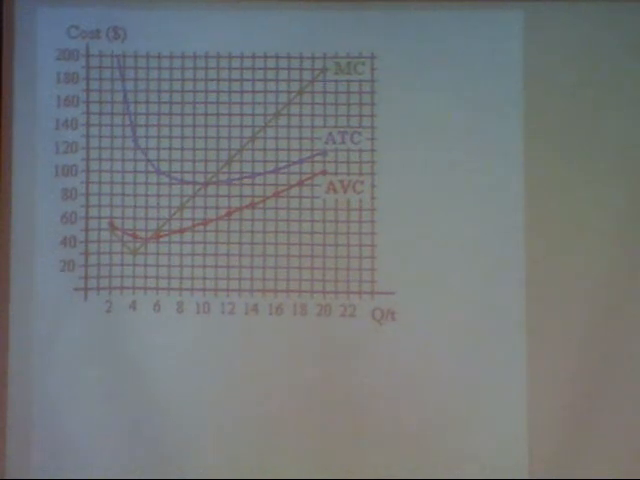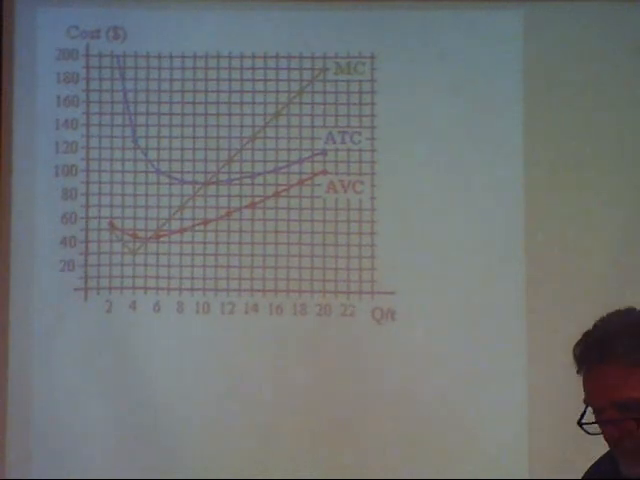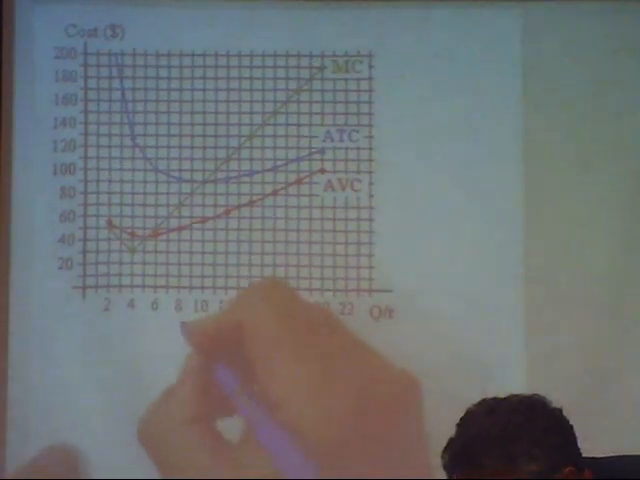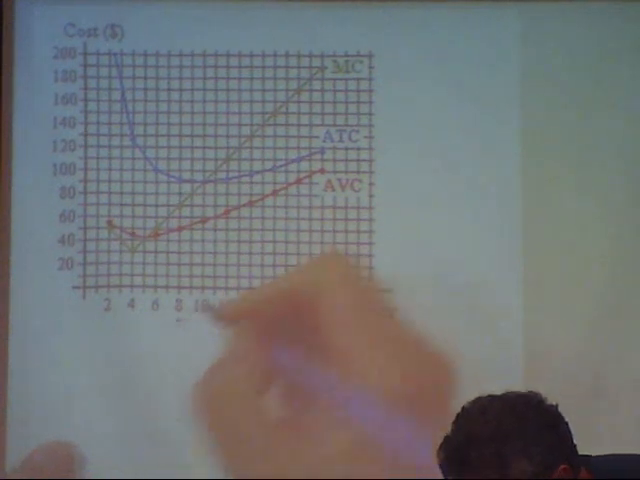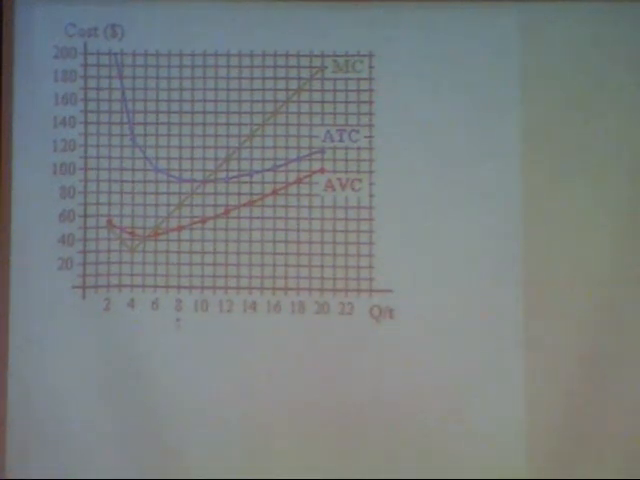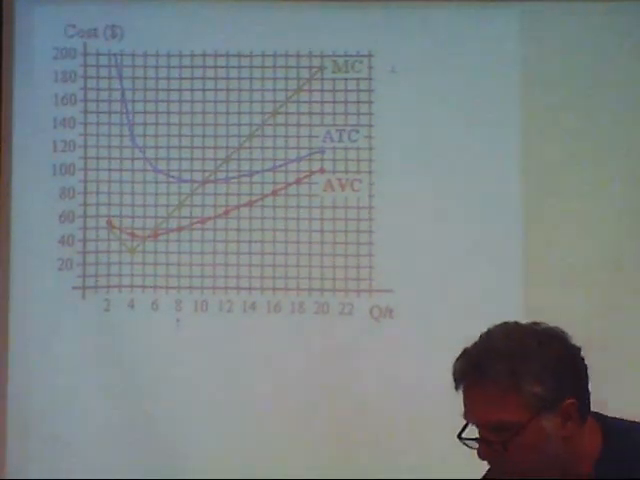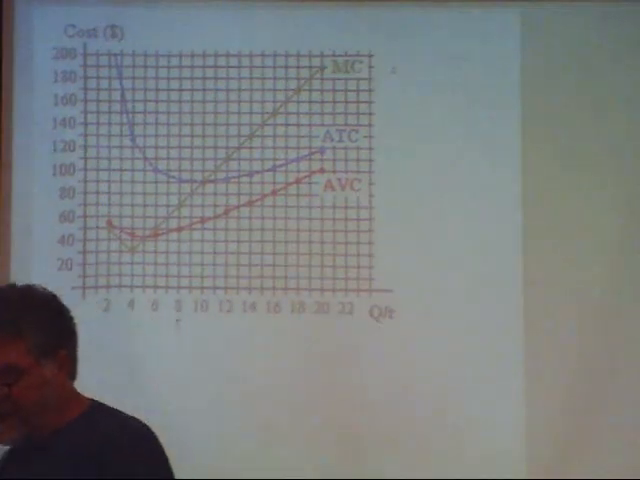So if we wanted to get information from this for a particular quantity, let's say the quantity is 8. Quantity is going to be 8. The first question is, what's the additional cost to make the 8th widget?